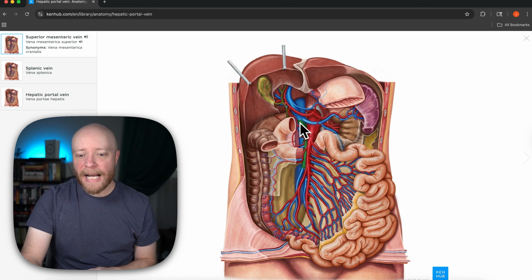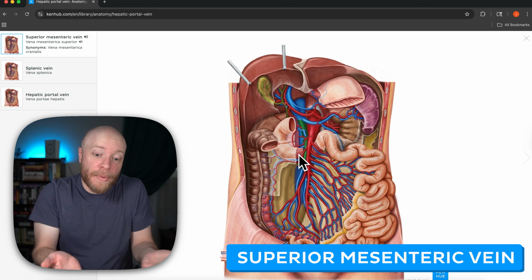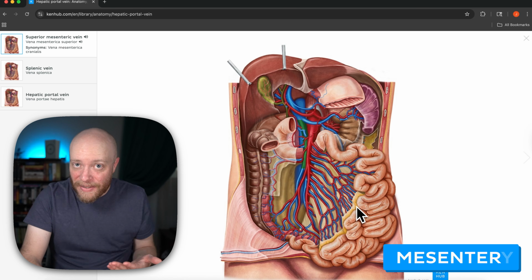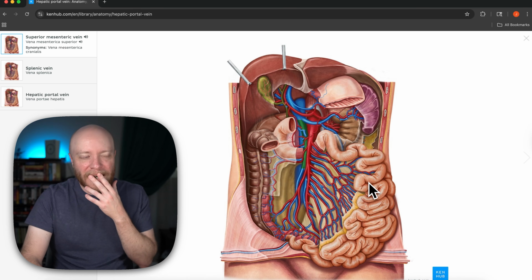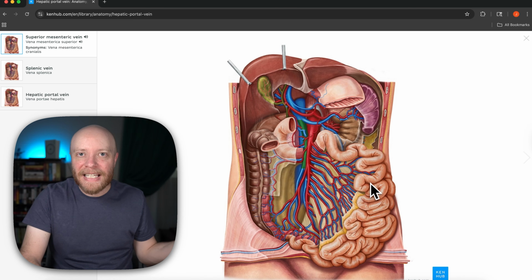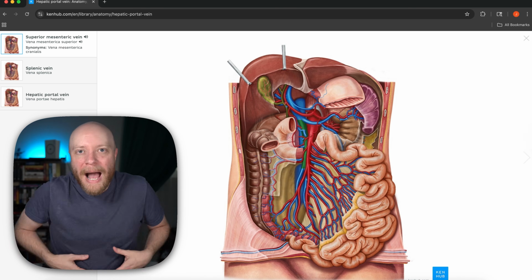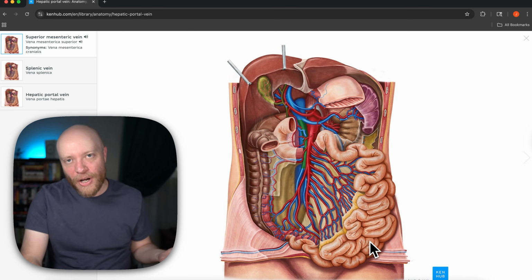So the thing that it's highlighting right here is something called the superior mesenteric vein. But to understand what that is, we really need to understand this right here, which is called the mesentery. Right? One of the most common misunderstandings I see inside of media, like in zombie movies, is that if someone's abdomen gets cut, their intestines just fall out of their body, and that's just not true.